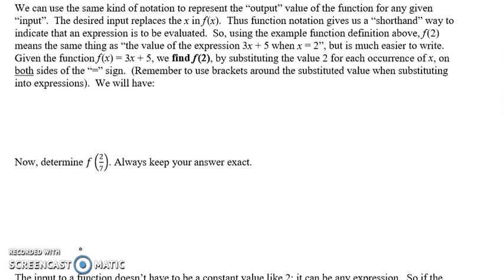We can use the same kind of notation to represent the output value of the function for any given input. The desired input replaces the x in f of x, so instead of having f of x, we might have something like f of 2. Thus, function notation gives us a shorthand way to indicate that an expression is to be evaluated.